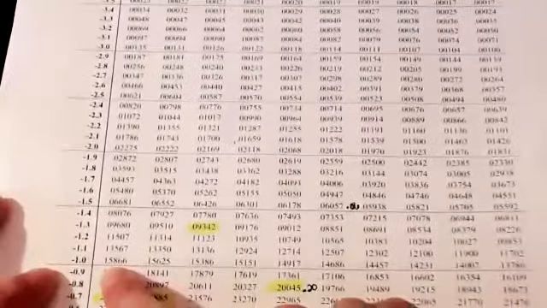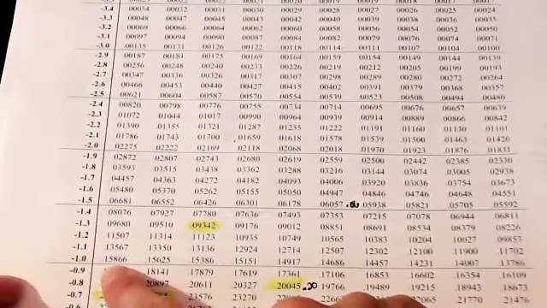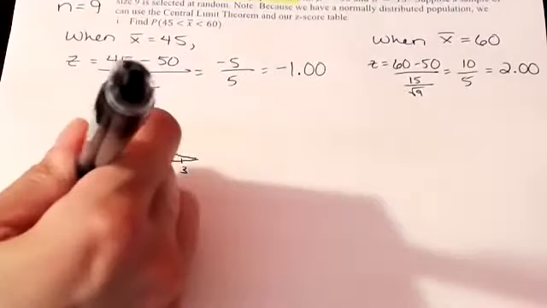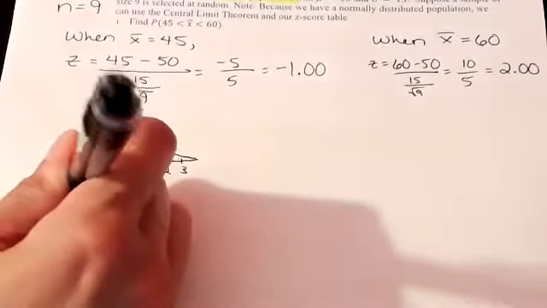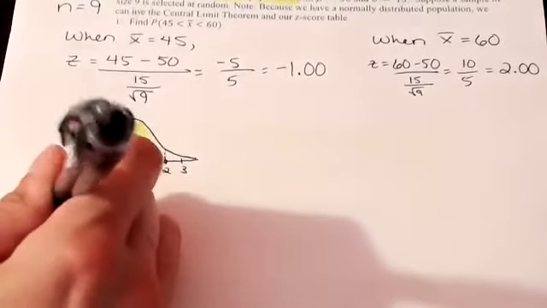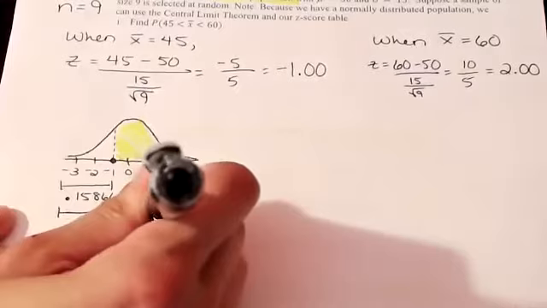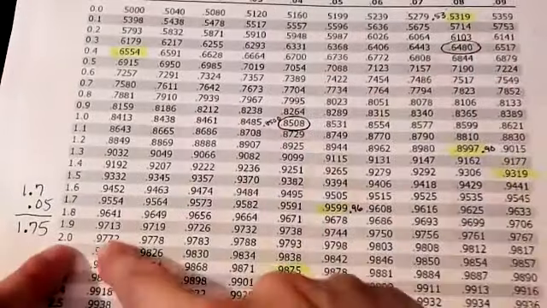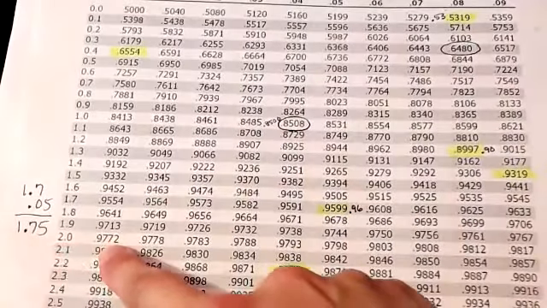-1.00, the area to the left is 0.15866. The area to the left of a z-score of 2, we go to the positive side. You look at 2.0, that's 0.9772.